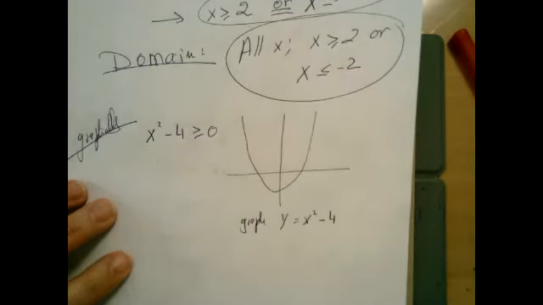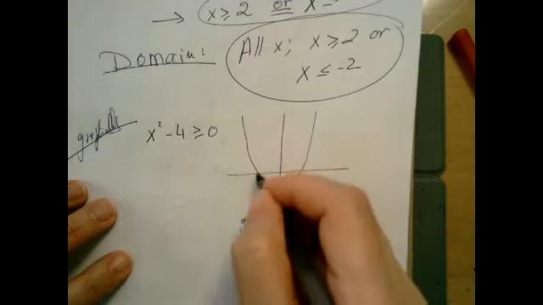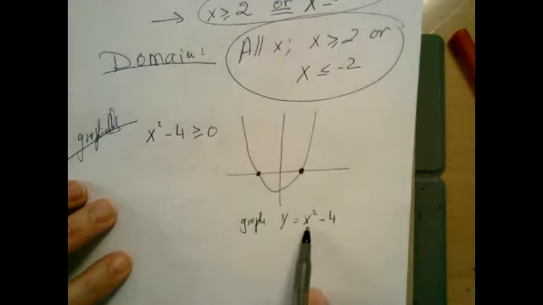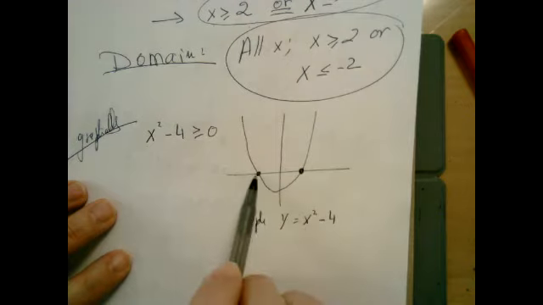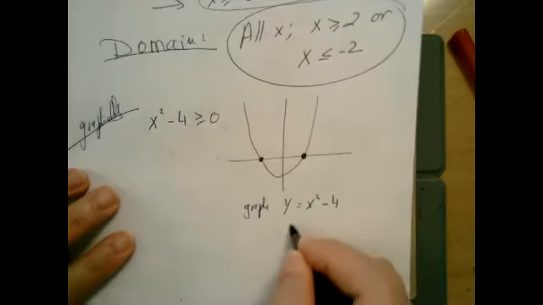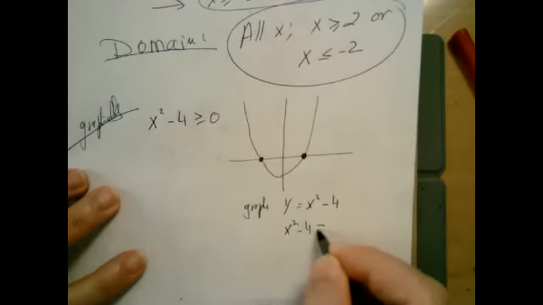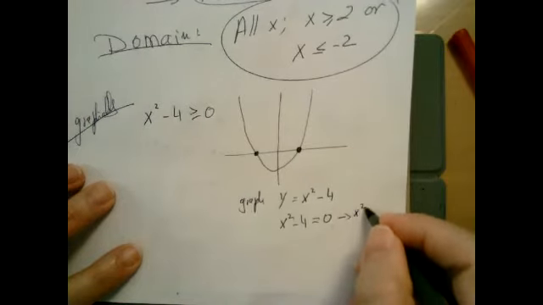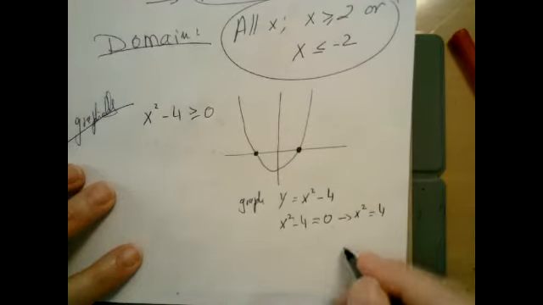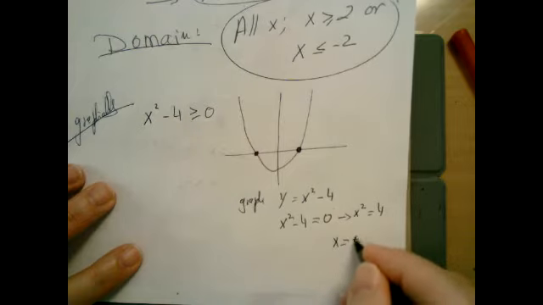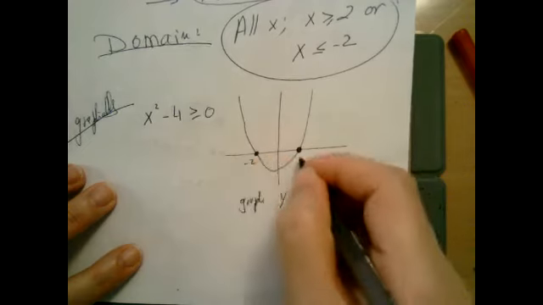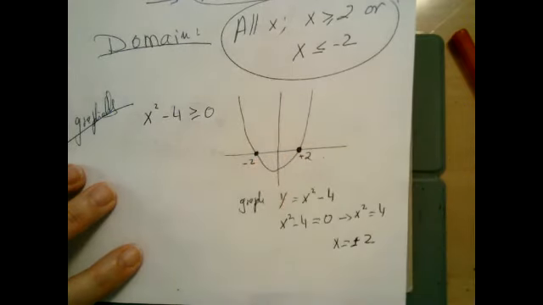Okay, I'm solving the same problem graphically. What are the intercepts? If I put this equal to 0, x squared is 4. It means x is plus or minus 2. So this is minus 2, and this is plus 2.